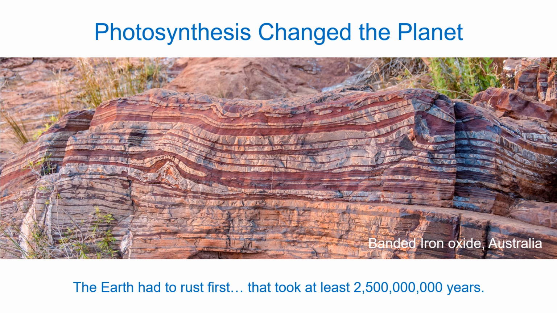So even though these simple photosynthetic organisms were spitting out lots of oxygen, a lot of it was just being soaked up by the crust and being used to rust iron until it started to actually accumulate in the atmosphere and bring about the evolution of new things.